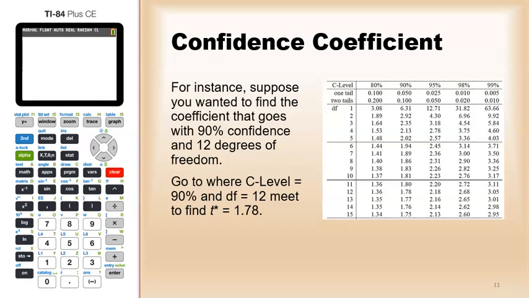Here's another example. Say you want to find the confidence coefficient that goes with 90% confidence and 12 degrees of freedom. Again, you look at the column that says 90%, you find 12 degrees of freedom, and we get 1.78.